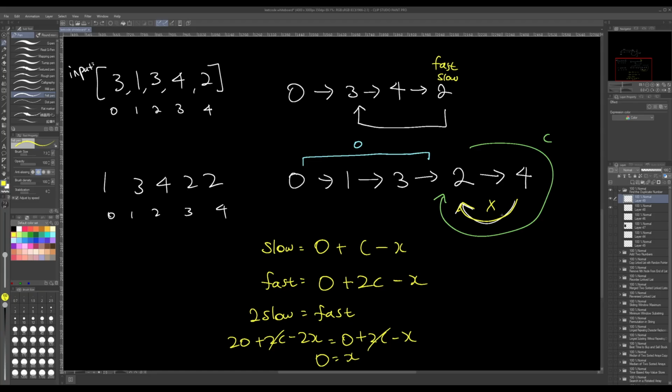Honestly, I don't think I could have figured this one out. I'm going to be so real with you. But such is the nature of Neetcode. But anyways, now that we're properly convinced, all we have to do is write this up in code. So let's go do that.